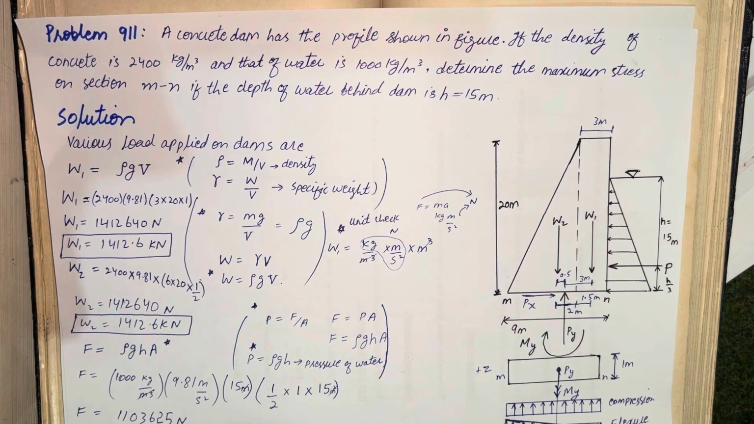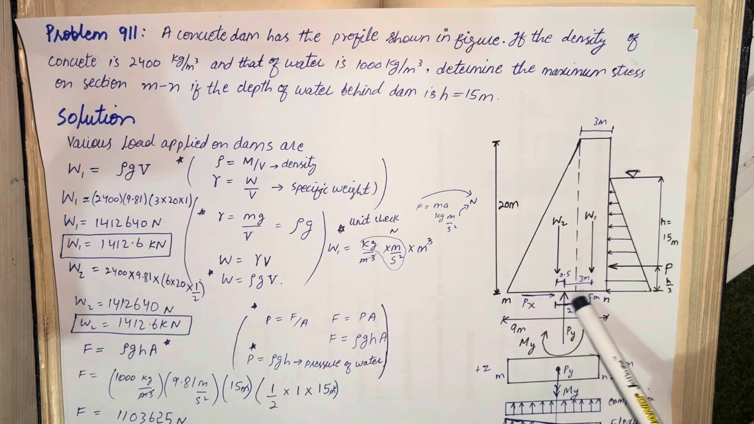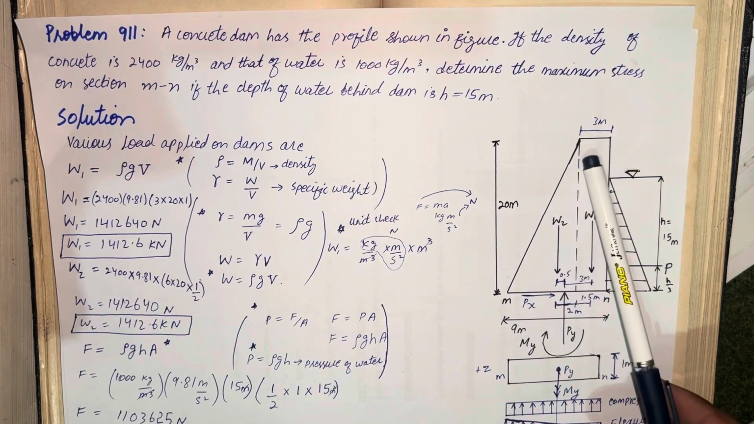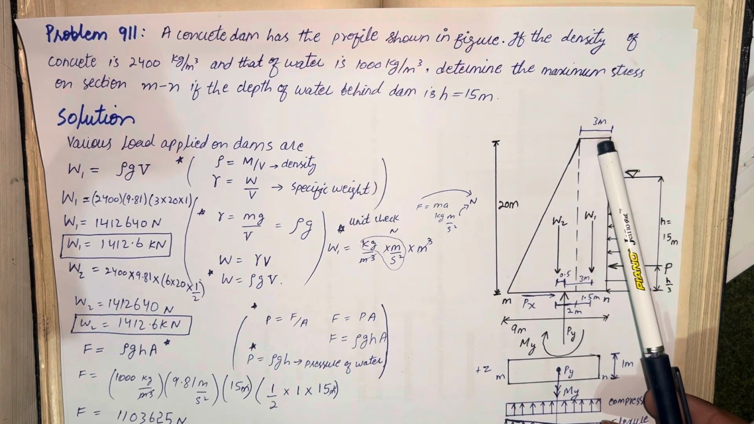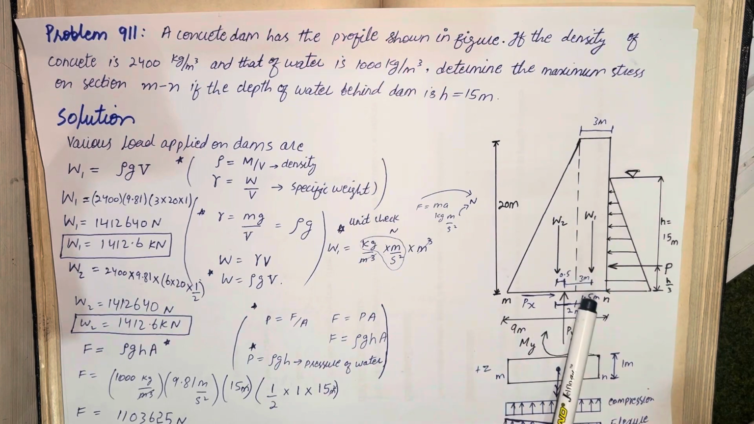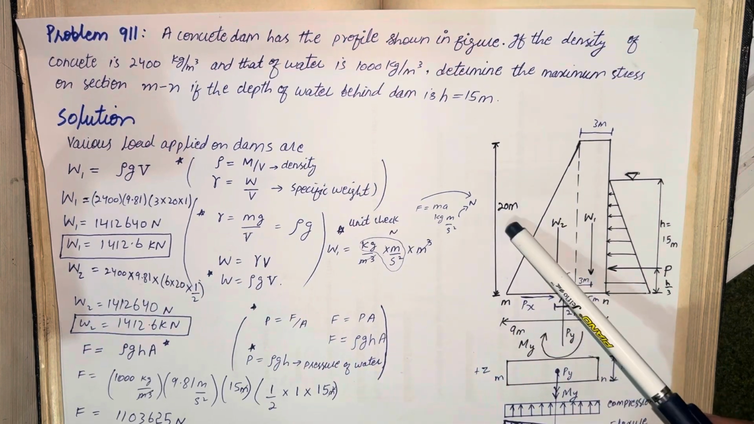So dear students, the question is to determine the combined stresses at this section, M and N. And we also have the height of the water. We have the dimensions of the dam. Here the length of the top is 3 meter, the length of the base is 9 meter, and the height of the dam is 20 meter.